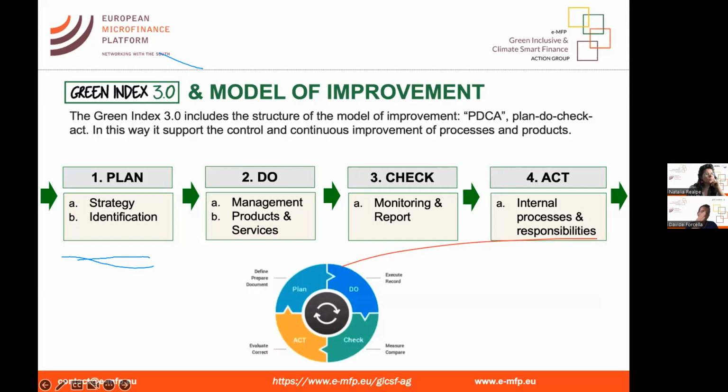Then here, of course, the Green Index is supported by a model of improvement. So it allows you to do this improvement model. That means you plan what you want to do, you put that in place, then you check how it is being done through the monitoring, and support yourself to keep on acting and improving your plan. So it keeps on being an improvement plan.